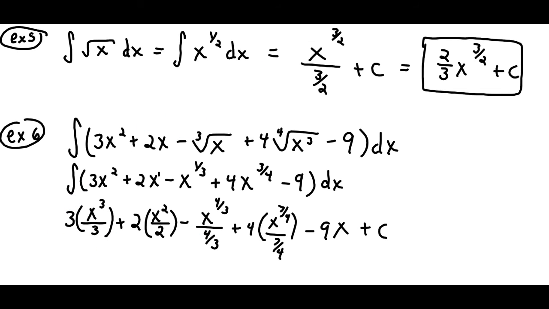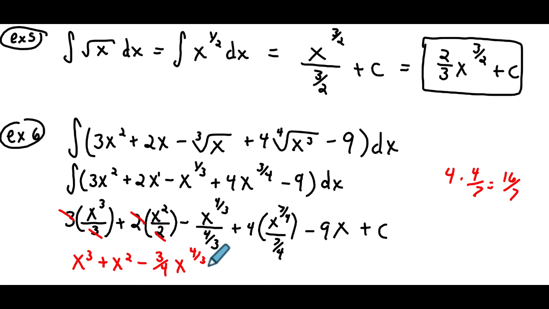So simplifying this down, the 3 and the 3 cancel out, so that gives us x cubed. The 2 and the 2 cancel out, so it becomes a positive x squared. When I divide by a fraction, I flip and multiply, so this becomes negative 3/4 x to the 4/3. Okay, I'm going to flip and multiply, so this becomes 4 times 4/7 or 16 over 7, x to the 7/4 power, minus 9x plus c.